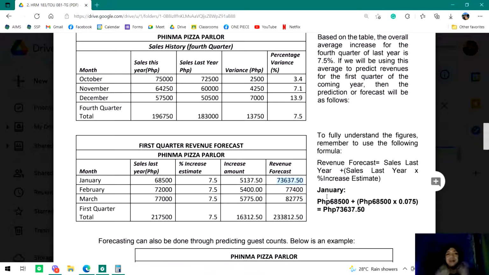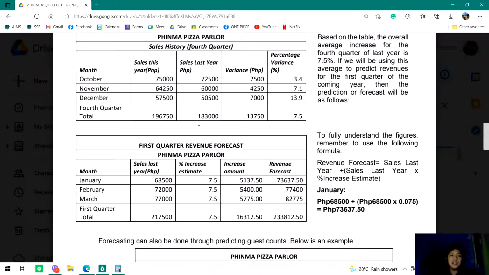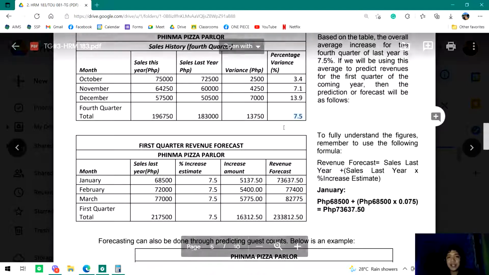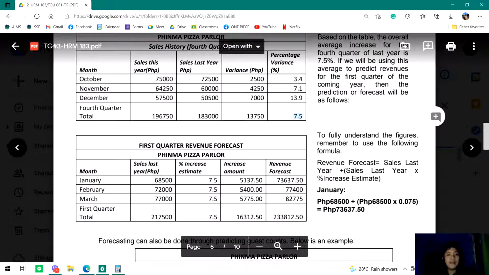We have to first get the variance. We have to first get the percentage variance. And if we will have a percentage variance for the fourth quarter, in this example, 7.5 ang total percentage variance, you can use this as the reference for your revenue forecasting. Isipin mo na, okay, ibig sabihin, 7.5% ang posibleng itaas ng sales ko sa susunod na quarter, sa susunod na buwan. So, yun yung igagamitin mo as figure here for computing your revenue forecast.